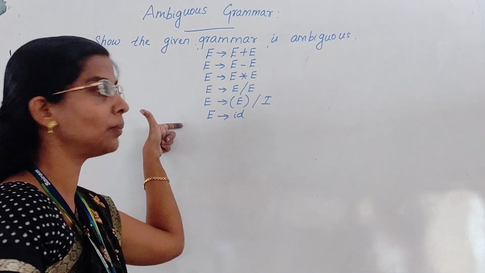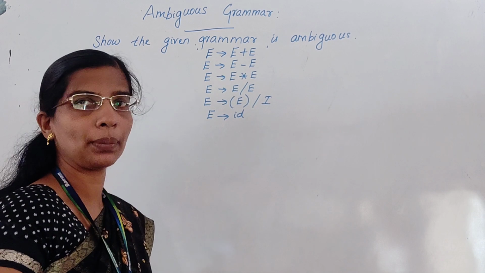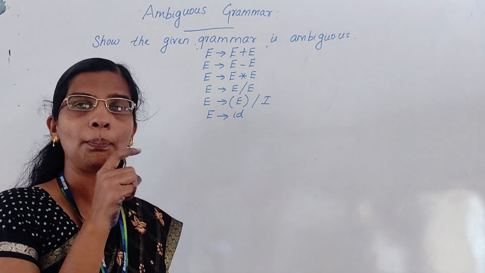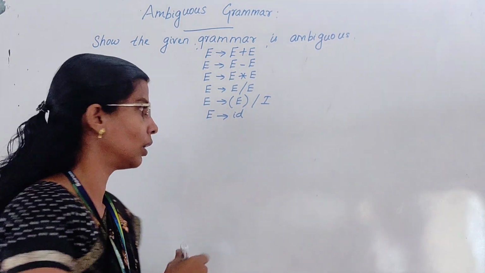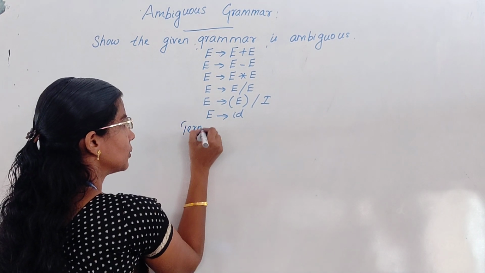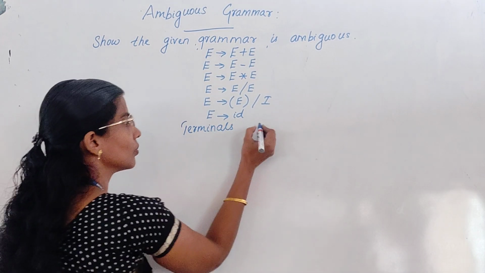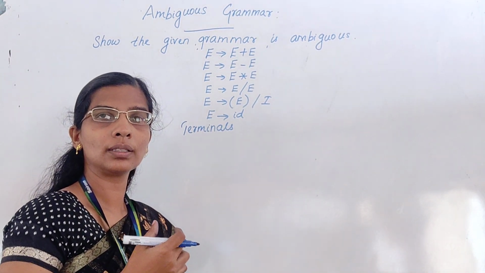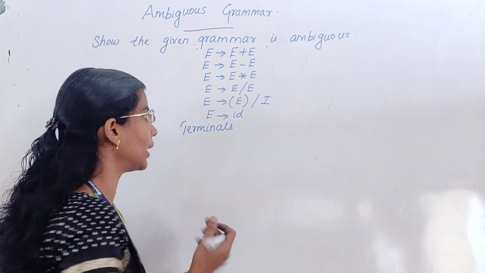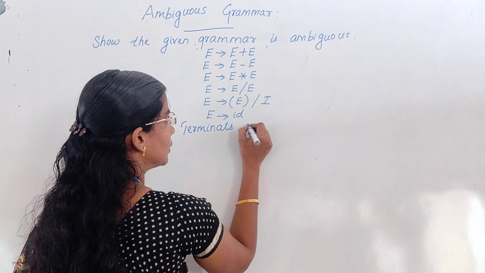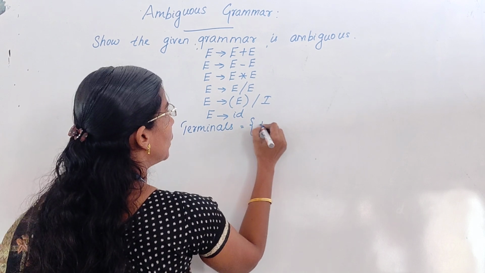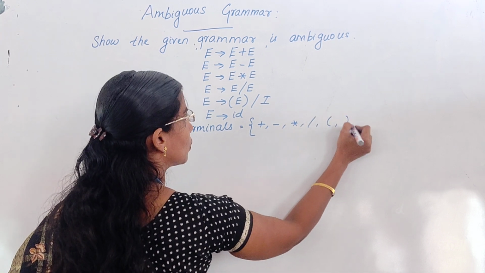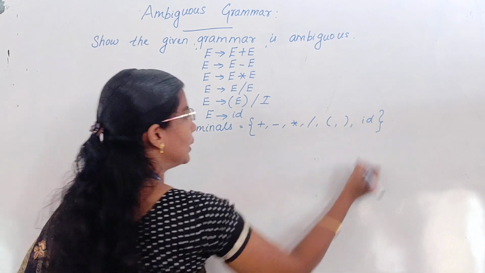I have taken this grammar and we'll see whether the given grammar is ambiguous or not. So what I should do first is look at the grammar and pick all the terminals and write. So what are the terminals? You know terminals are lowercase letters, digits, symbols, operators, identifier. All are terminals. So plus, minus, star, slash, open parenthesis, close parenthesis, identifier are my terminals.